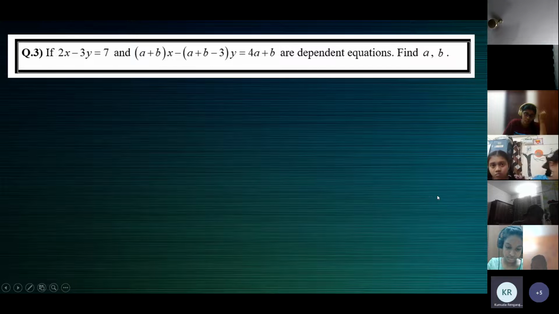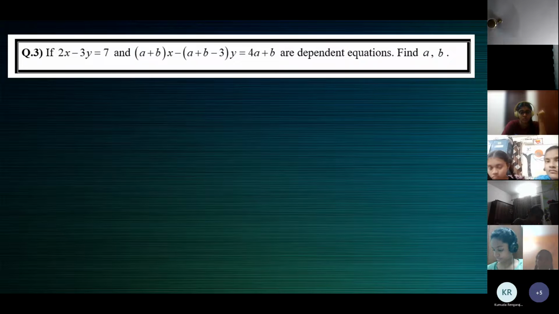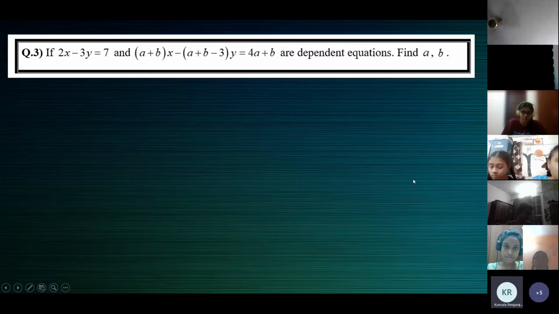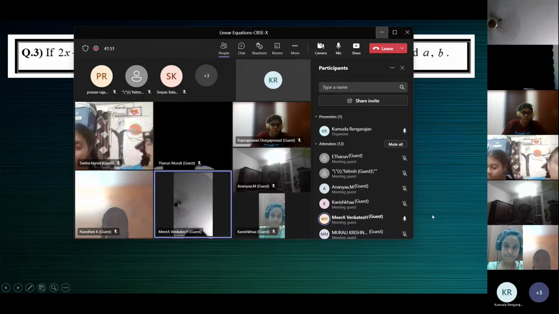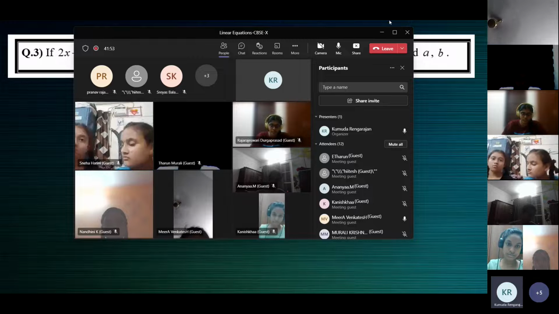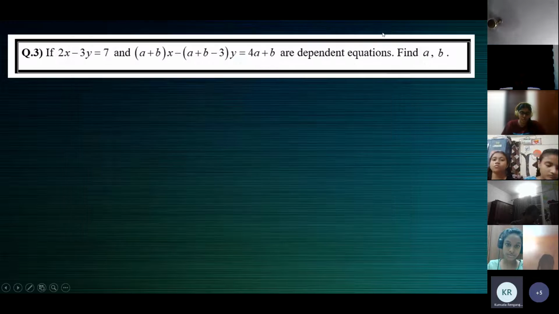What do you mean by dependent equations? Infinitely many solutions. Very good. What is the condition for infinitely many solutions? A1 by A2 is equal to B1 by B2 is equal to C1 by C2. Very good.